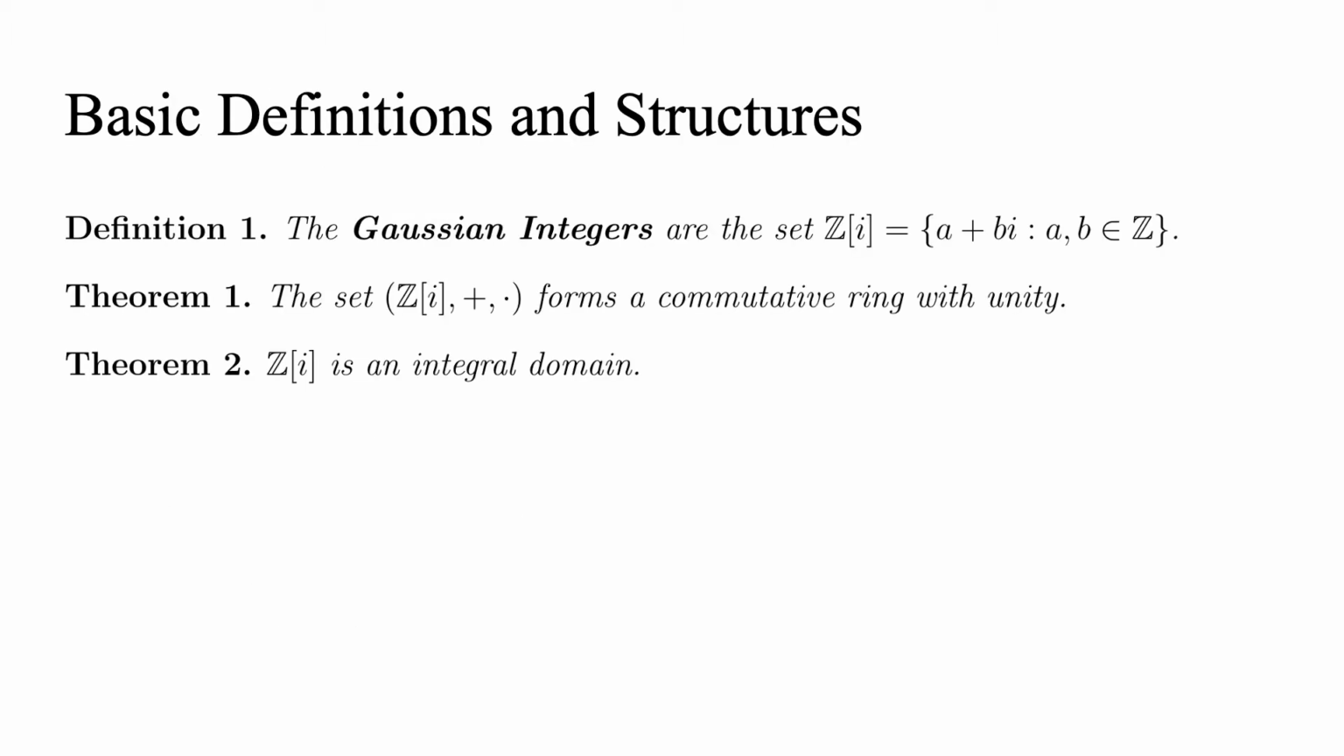The Gaussian integers are the set denoted Z adjoin i, and its elements are of the form a plus bi for integers a and b. The Gaussian integers form a commutative ring with unity under addition and multiplication and are an integral domain. These things should make sense given our knowledge that the Gaussian integers are a subring of the complex plane, which is an integral domain and, moreover, a field.